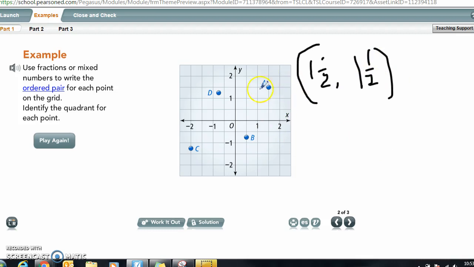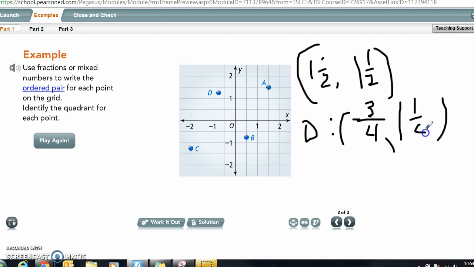Quadrant 2, I know, will have D in it. Okay, and the point for D, if I go left, is -3/4, because it's not quite at -1, but it looks like it's right in between -1/2 and -1. So that'll be -3/4. And going up, it's a little bit past 1, but not quite at 1 and 1/2. So it must be 1 and 1/4.